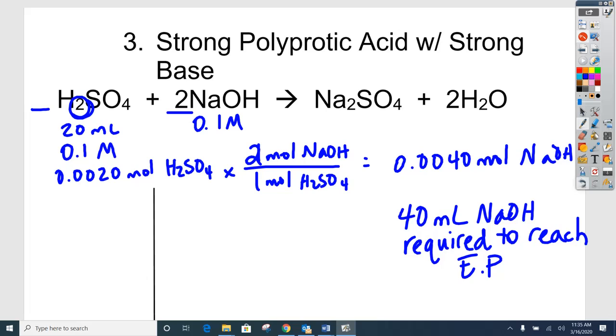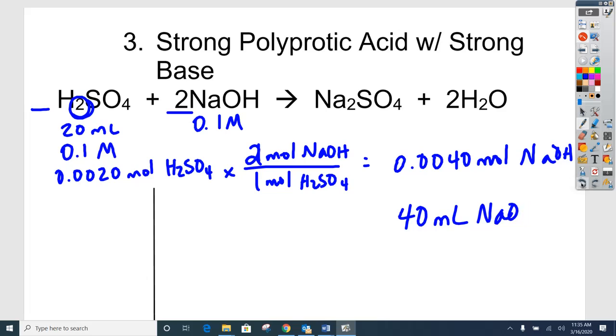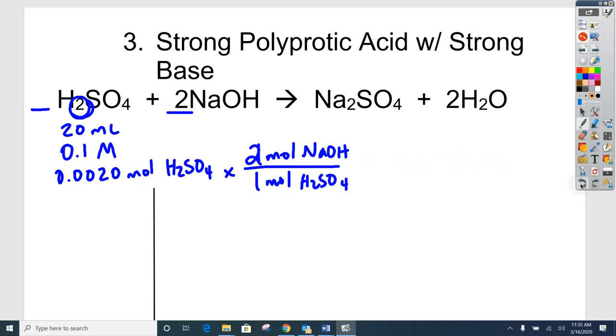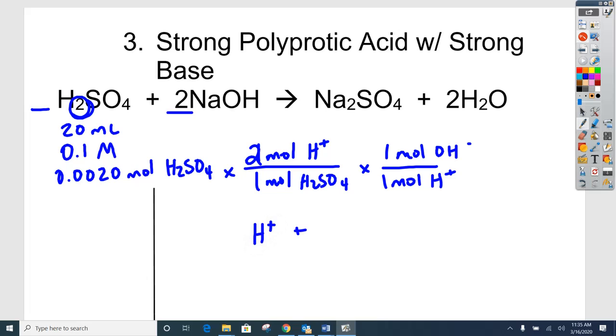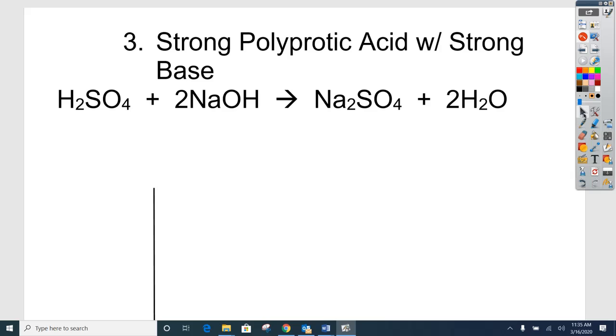If instead you prefer to work it as a net ionic reaction, then we're just going to back up and convert H2SO4 to just hydrogen ions. So right here, there are 2 moles of hydrogen ions. And then for every 1 mole of hydrogen ion, you have 1 mole of hydroxide ions, because my net ionic equation is still hydrogen plus hydroxide yields water, right? Either way, you're going to end up with a volume of NaOH of 40, required to reach the endpoint.